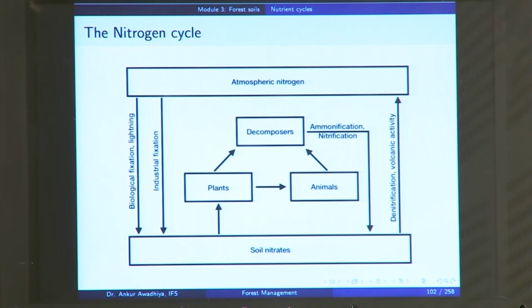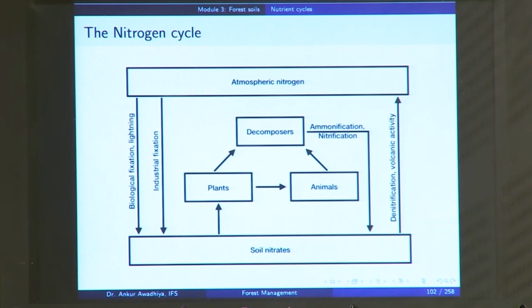Now, your atmospheric nitrogen is continuously interacting with the soil nitrates. So, for instance, you can have biological fixation, lightning or industrial fixation, and these three processes convert the atmospheric nitrogen into soil nitrates. So, your nitrogen is moving from one pool to another pool whenever there is nitrogen fixation by lightning or by industrial fixation or by biological fixation. You will have a situation in which your atmospheric nitrogen is getting converted into soil nitrates.